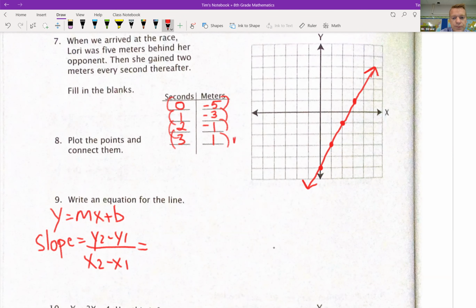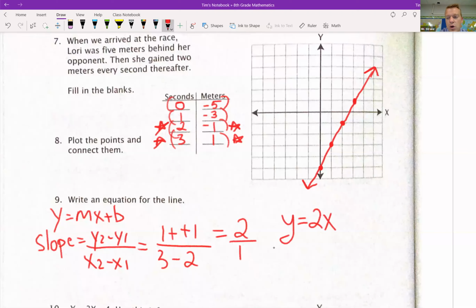So my second y is right here, 1. My first y is right here, -1. Over, my second x is right here, 3. My first x is right here, 2. Okay, 1 minus a -1 is really adding. And you see that your slope is 2. So the equation is going to be y equals 2x. Where does my line cross over the y-axis? All the way down here at -5. So your equation is y equals 2x minus 5.